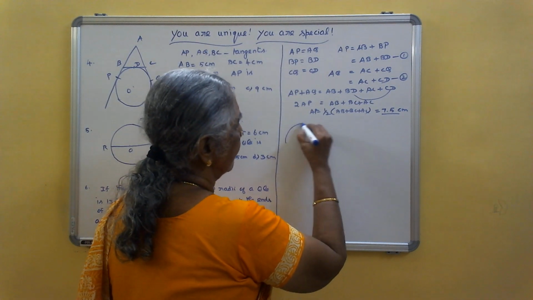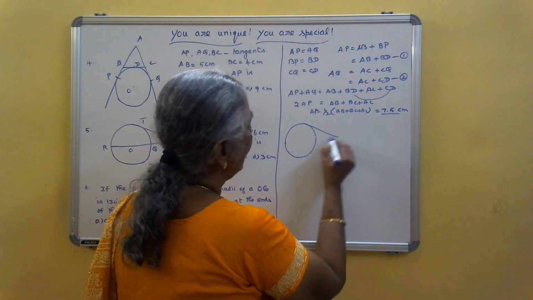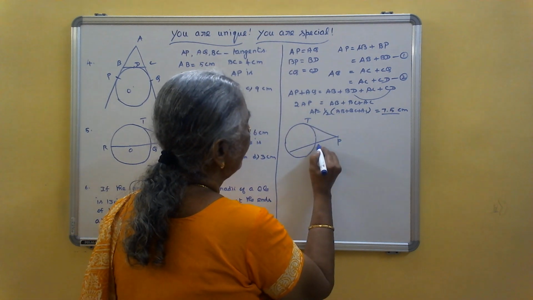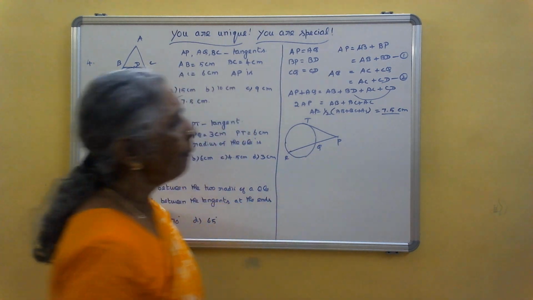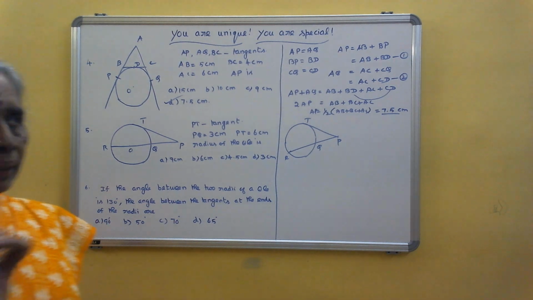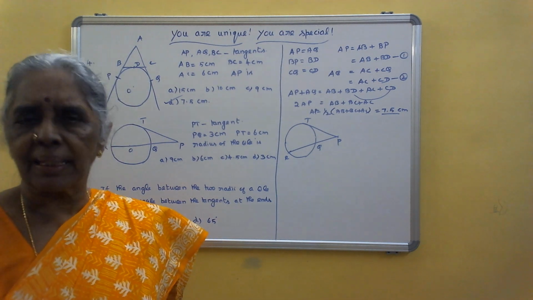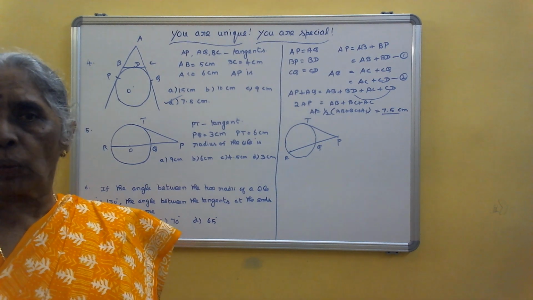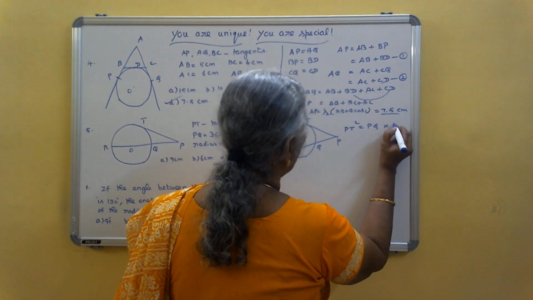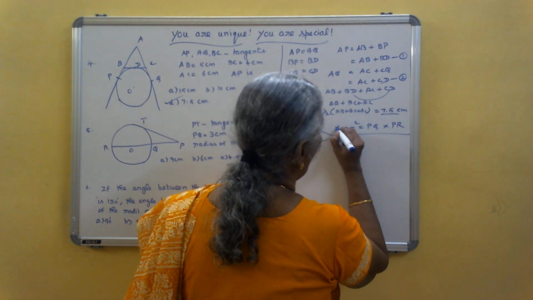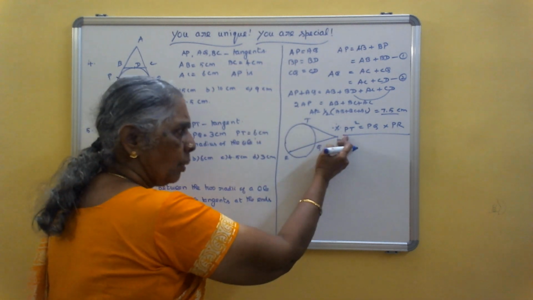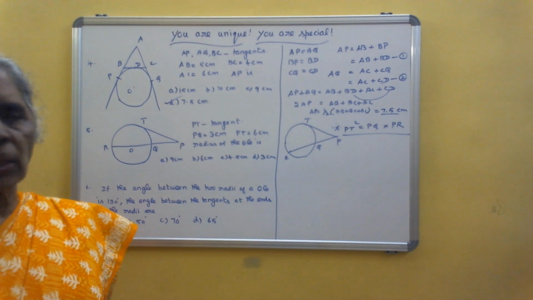To any circle, if you have a tangent and a secant, you take this as PT and this as PQR. PT is a tangent, PQR is a secant. This is also a sum, but the result you please remember, that will be really useful to solve the sums. PT squared will be equal to PQ into PR. This is a very important result which you should remember. PT squared is equal to PQ into PR. We are going to use that here.